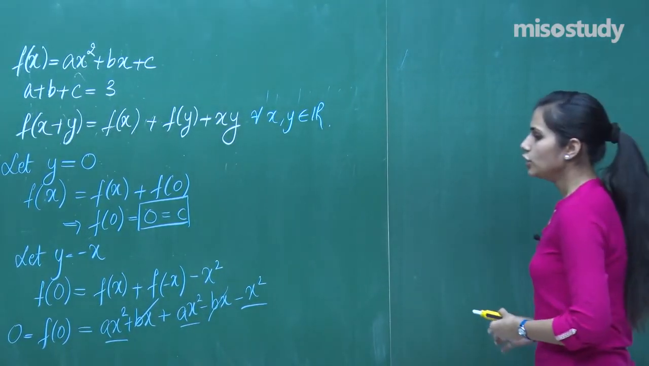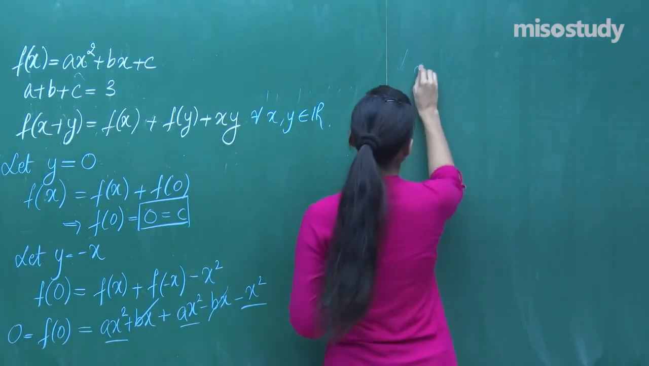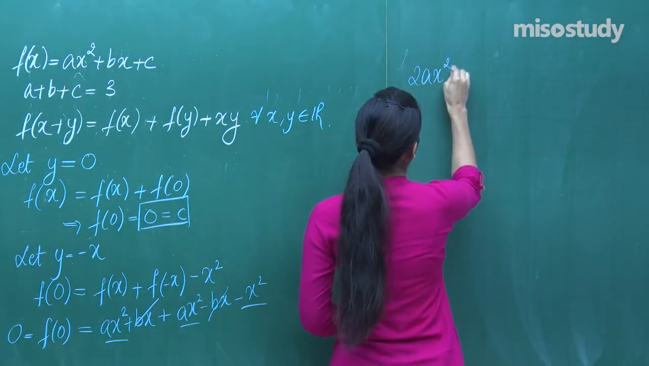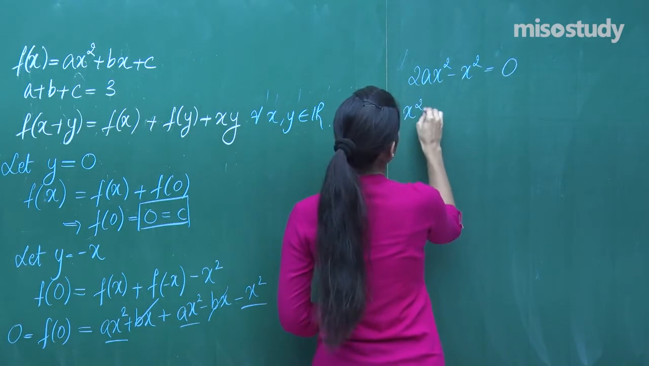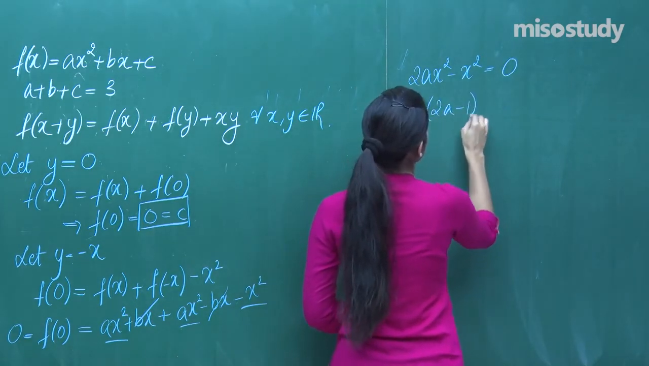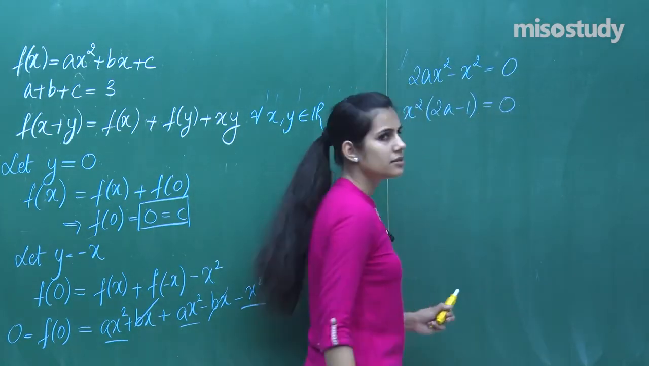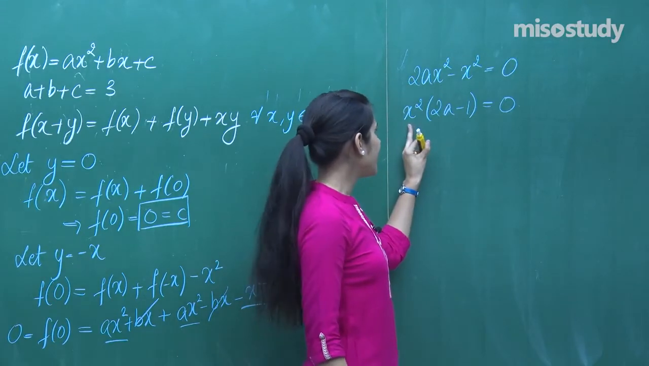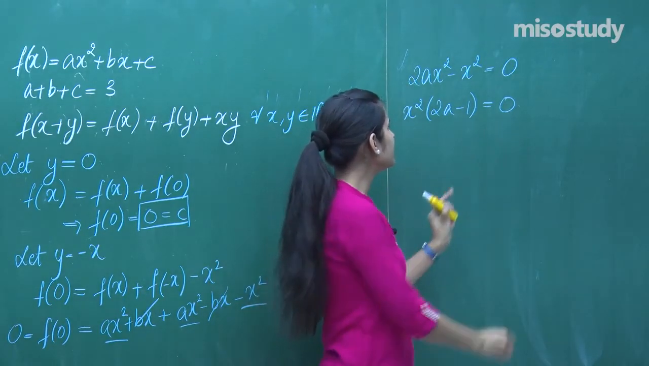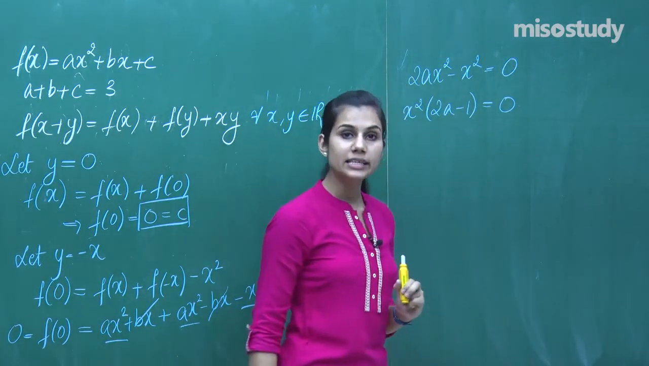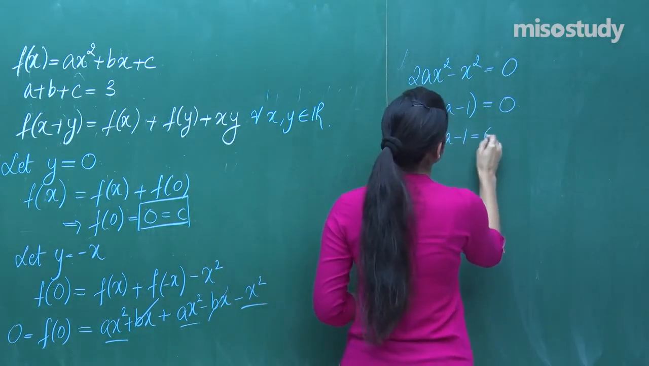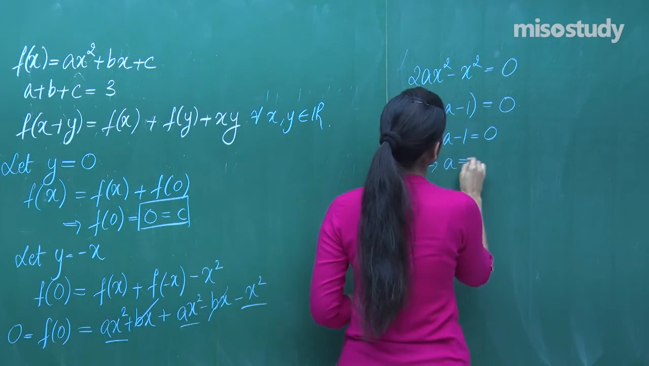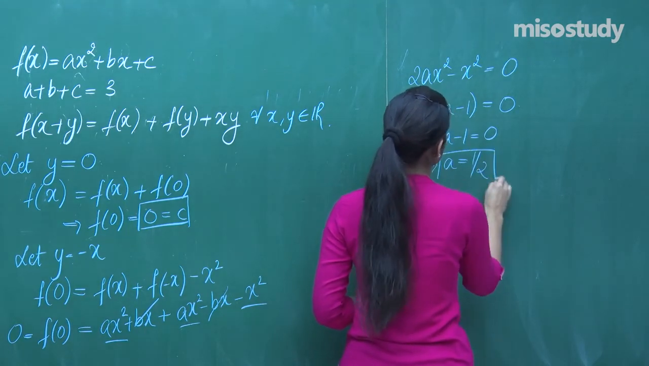So you have 2ax square minus x square equals 0. X square is always non-negative. So for x square into something to be 0, this thing has to be 0. 2a minus 1 is 0, which implies a is 1 by 2.